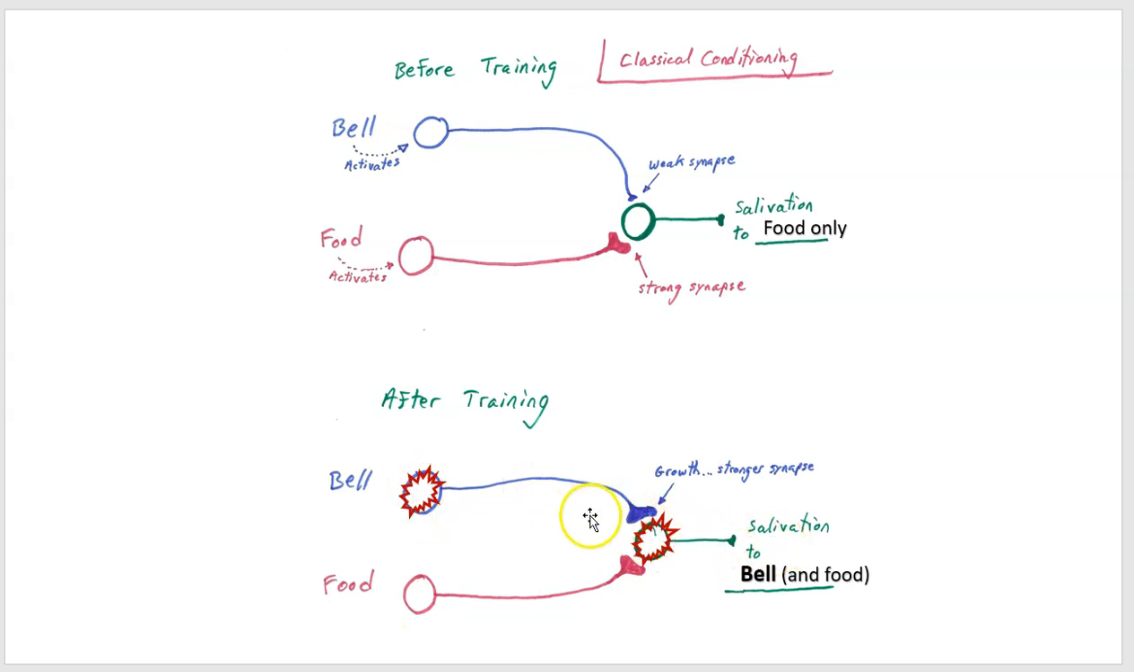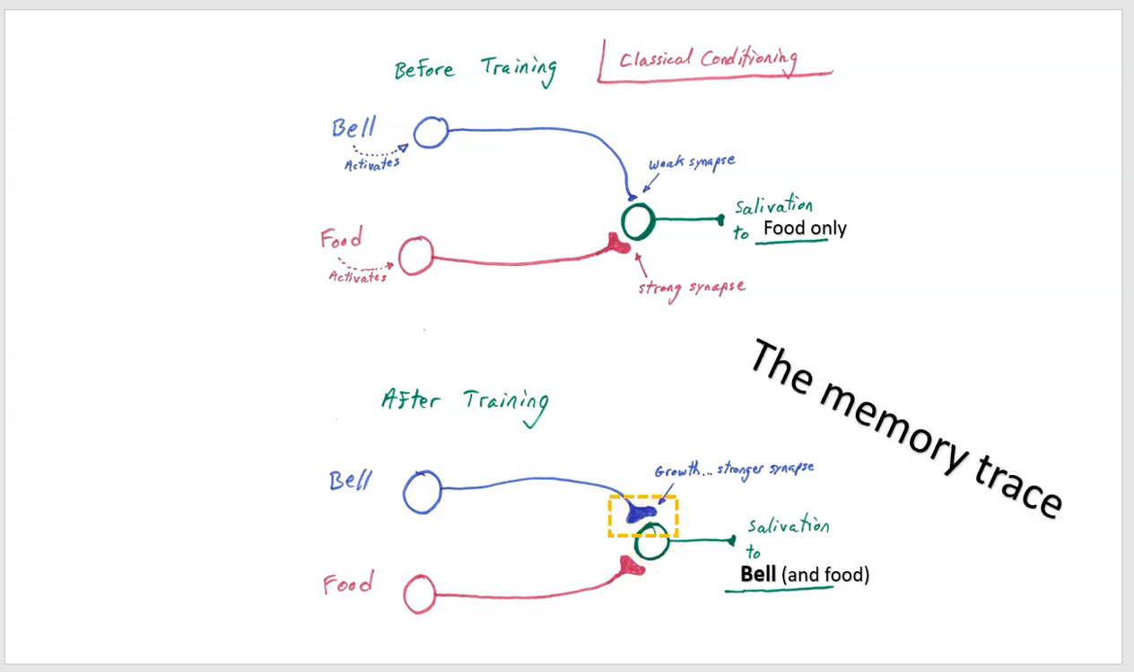Why? Because the pathway there, the bell pathway synapse, grew stronger as a result of the training. So this is what we mean by plasticity. Plasticity is the ability of neurons to strengthen their connections, in this case through the training. The pairing of bell and food, bell, food, bell, food, created conditions where this synapse grew stronger. And that means the dog will salivate to the bell only.